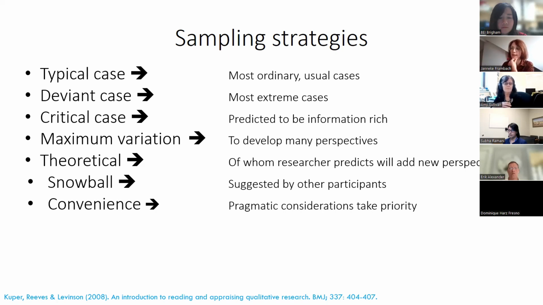And convenience sampling is where pragmatic considerations take priority, such as sampling those that are just accessible to you, that you have access to. Or you cannot travel far because of resource constraints, so you'll stick with the ones that are in your local setting, for example.